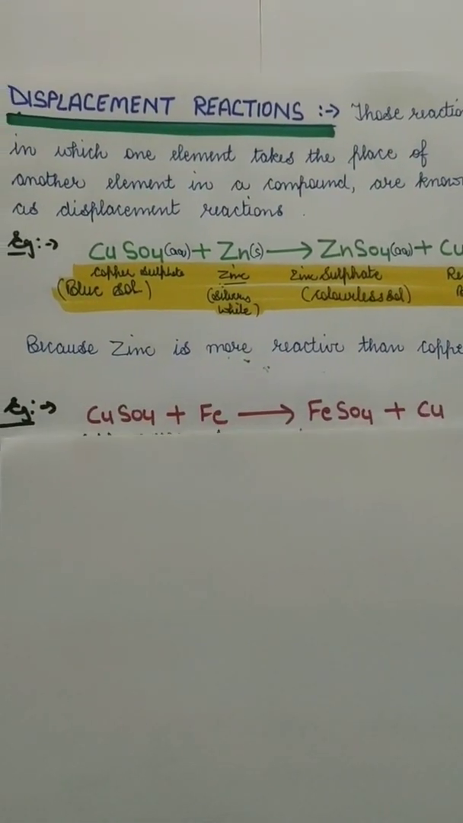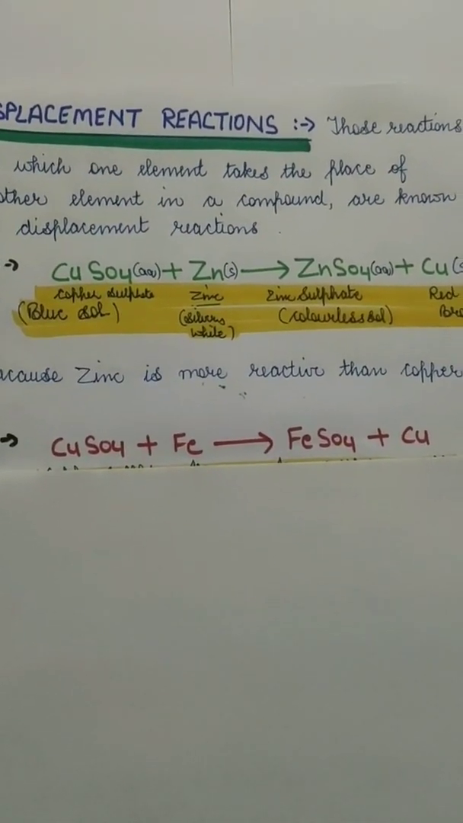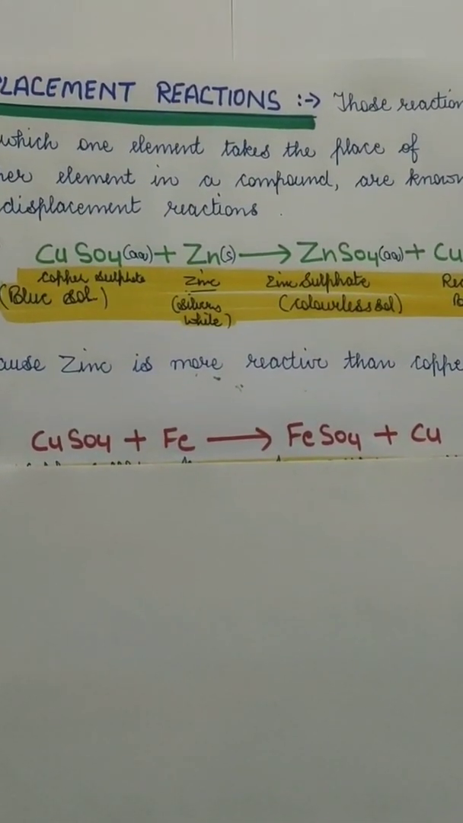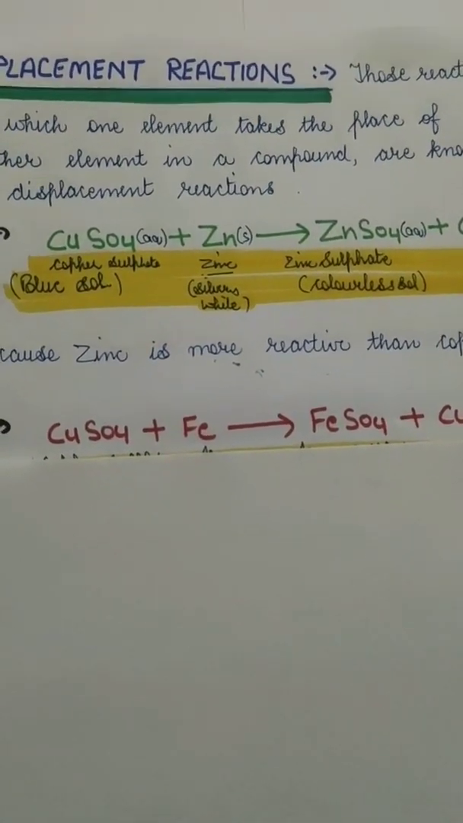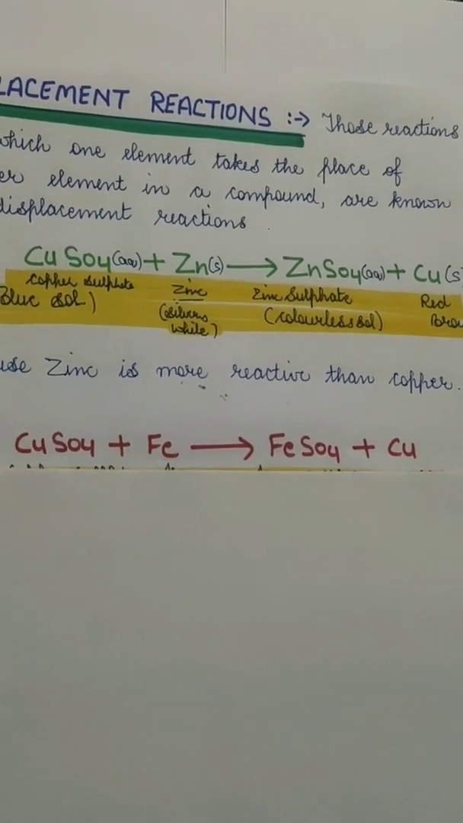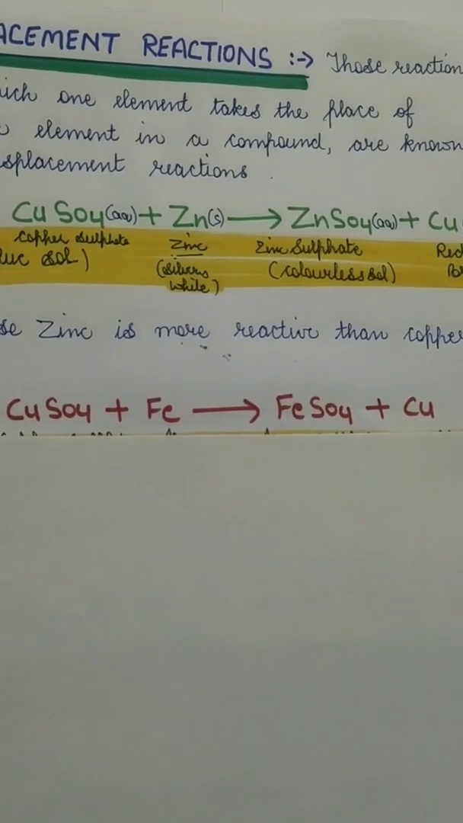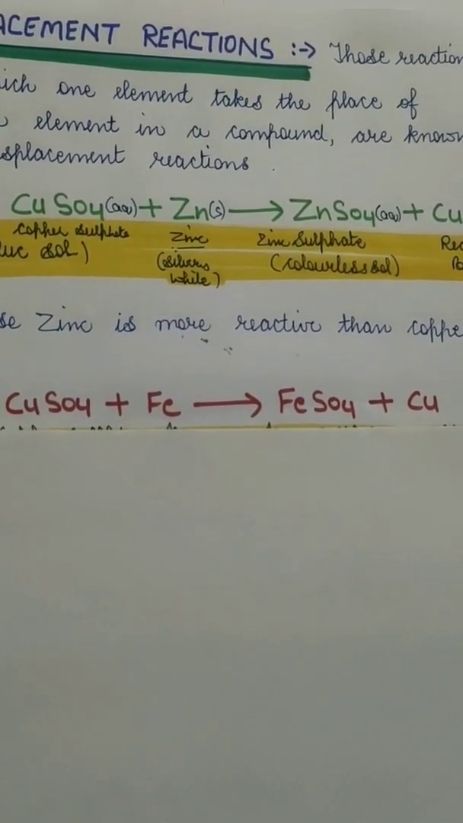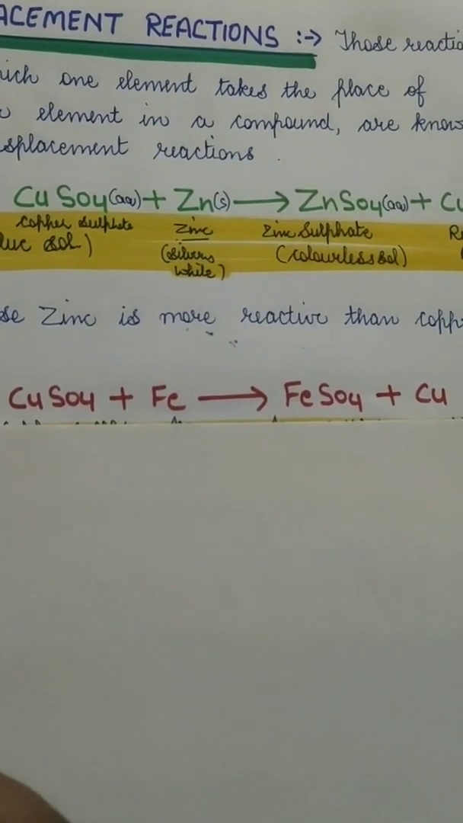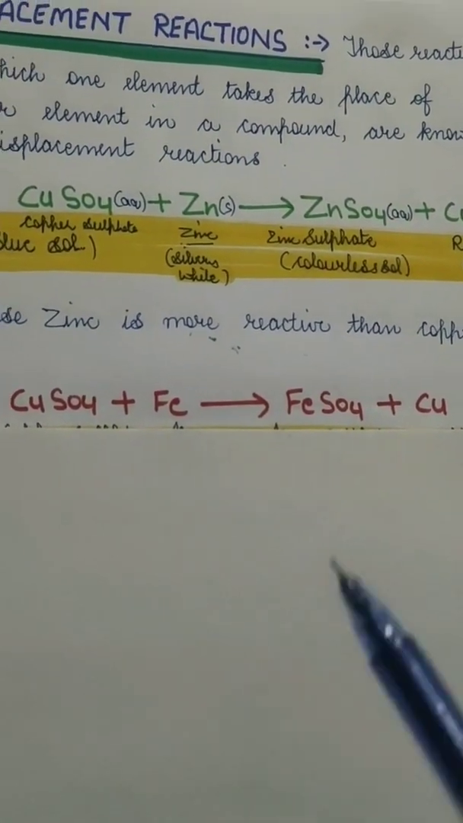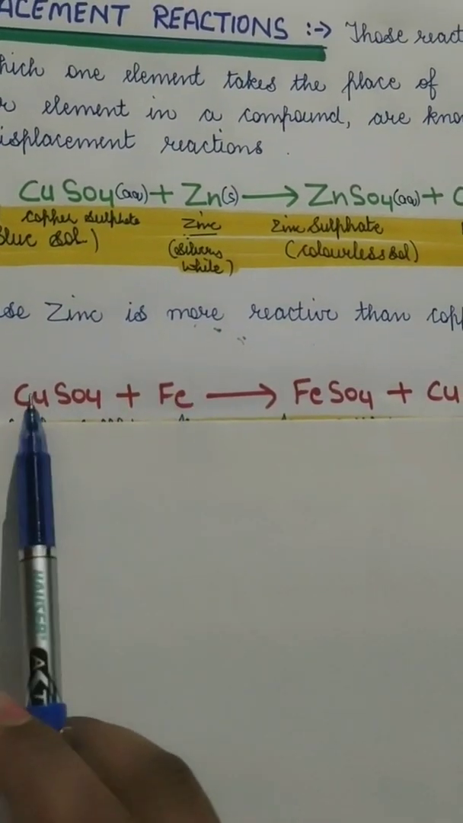An example of a displacement reaction is when copper sulfate reacts with iron, it produces iron sulfate plus copper, or we can also say ferrous sulfate plus copper. So copper sulfate, as you all know, is blue in color. Copper sulfate solution is blue in color. Iron is reddish or brownish or grayish in color. When it reacts with iron, now iron is more reactive.